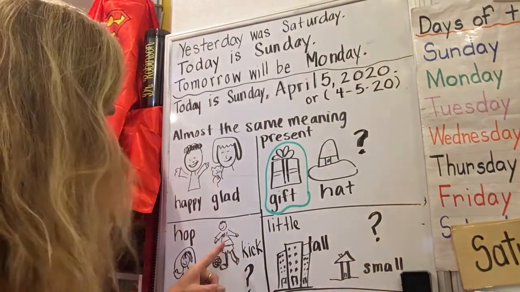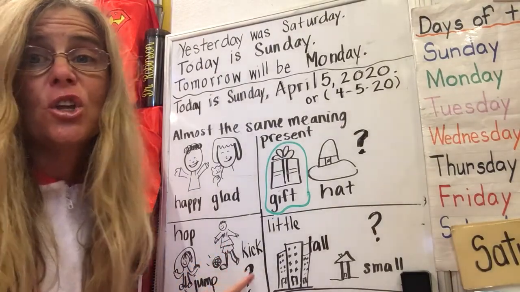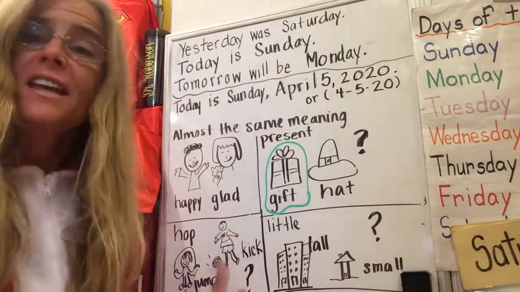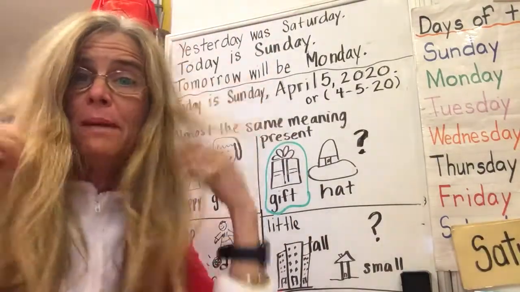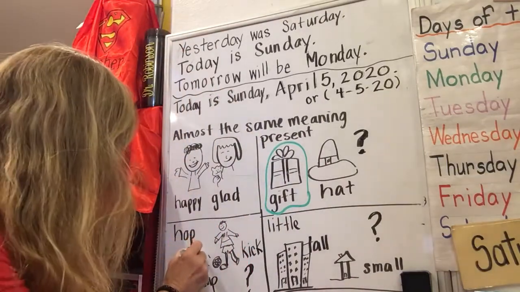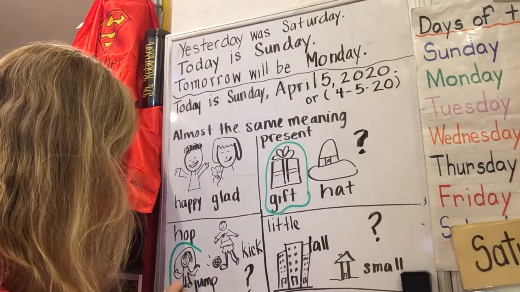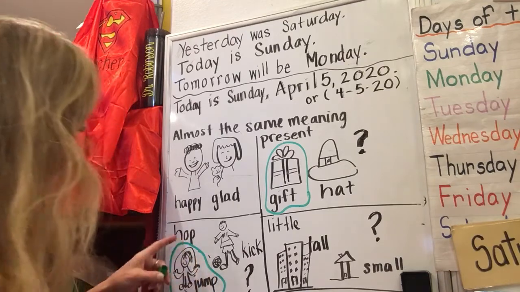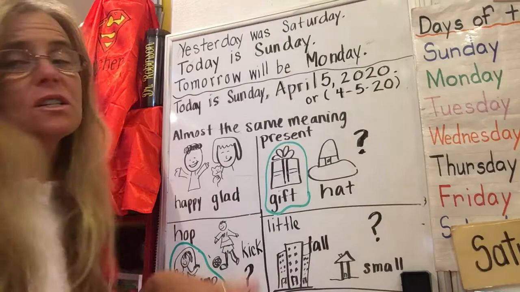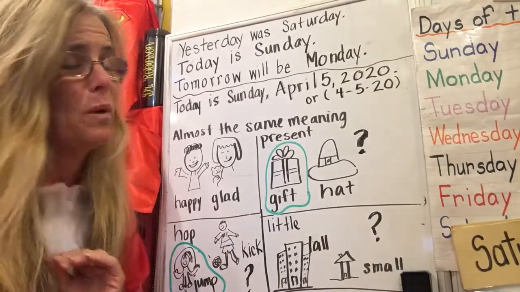If you said kick, you are incorrect. If you said jump, bing, bing, bing, you are correct. Jump is most like hop. Kick is a little bit different. You still use your feet, but you use them in a different way.